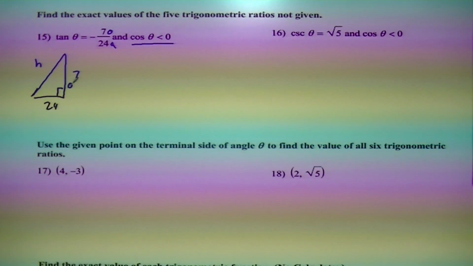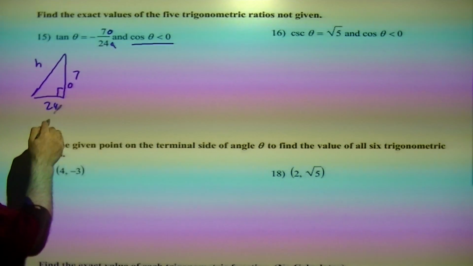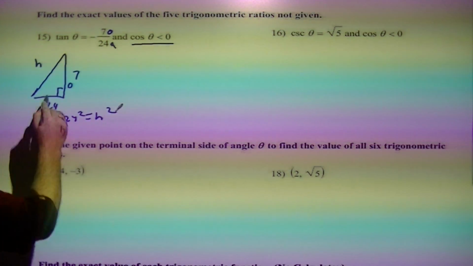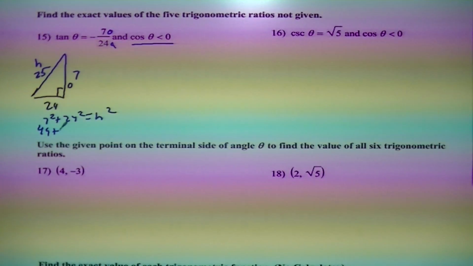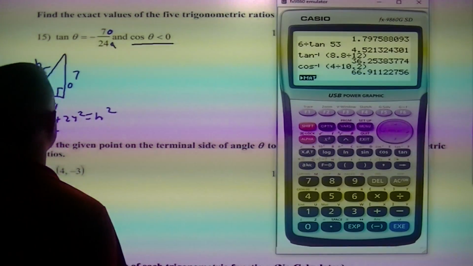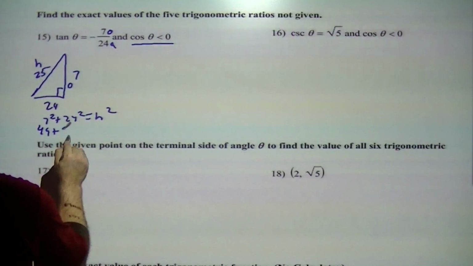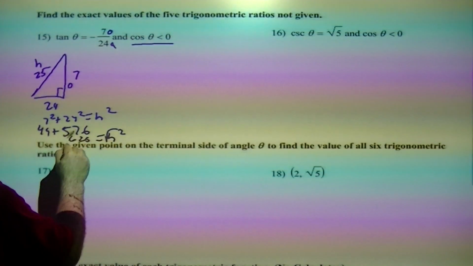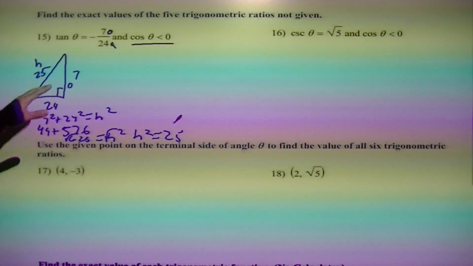We'll find the exact values of the 5 trig functions not given. So what I want to do is do PYT, so that's 7 squared plus 24 squared equals h squared. I already know that's going to be 25, but if you followed that out, 24 squared is 576. That ends up being 625. You take the square root of that, h is going to be 25. So there's the triples with that.